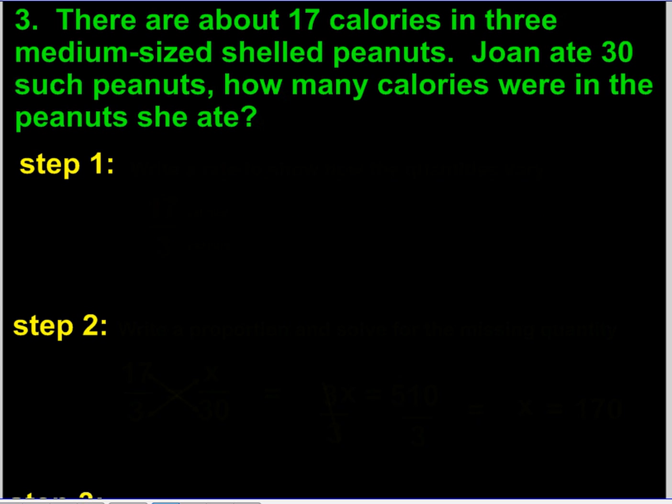Start by taking a look at question number 3. Number 3 states there are about 17 calories in 3 medium-sized shelled peanuts. Joan ate 30 such peanuts. How many calories were in the peanuts she ate?